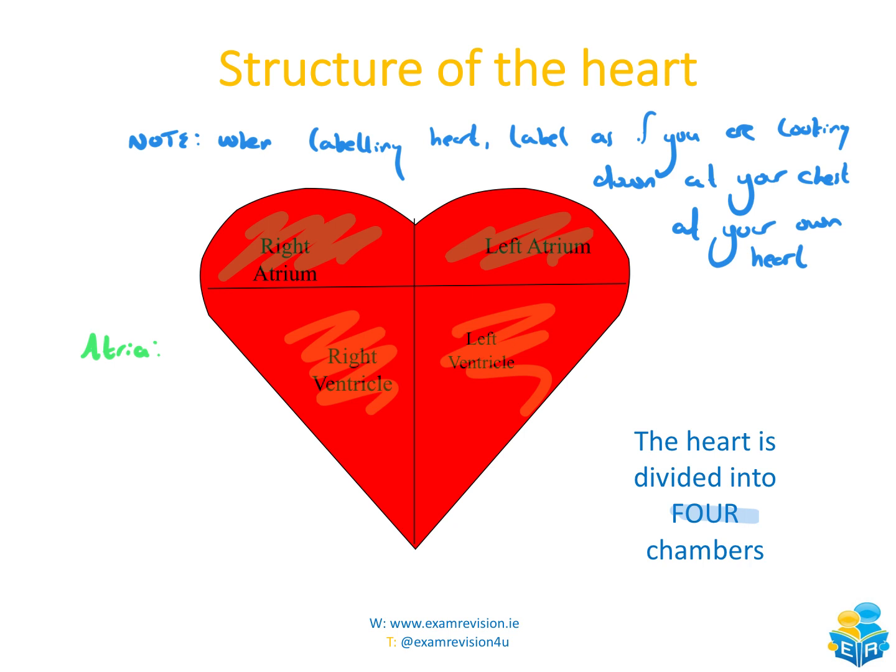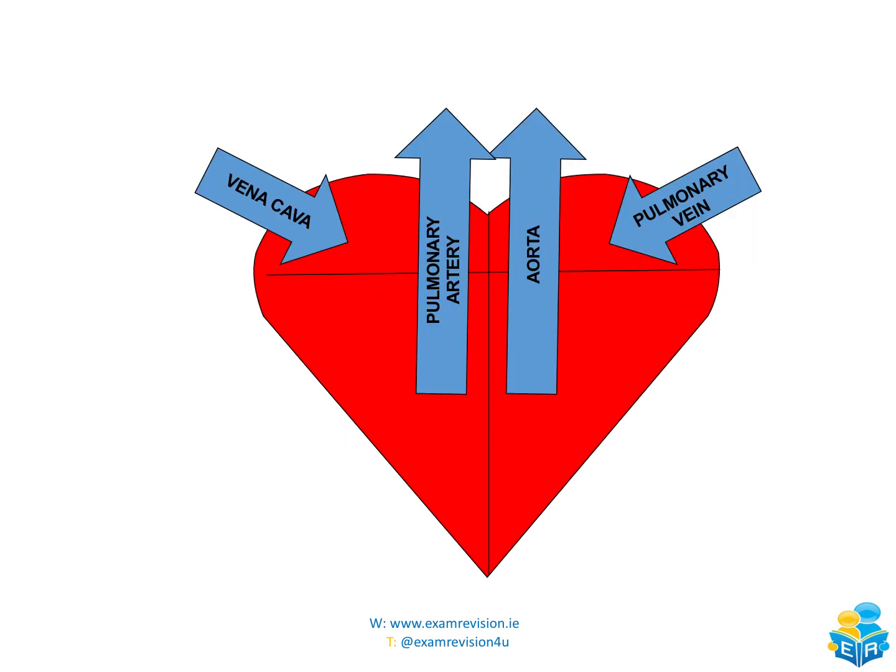Now, obviously, when we're drawing a label diagram of the heart, we're not going to shape it like is here. This is just to see where the four chambers are. It's a simplified version just to show the two main chambers at the top and the two main chambers at the bottom. When we're labeling our diagram in a couple of minutes, we'll be drawing a much more scientific version.